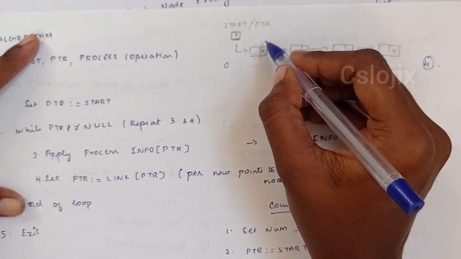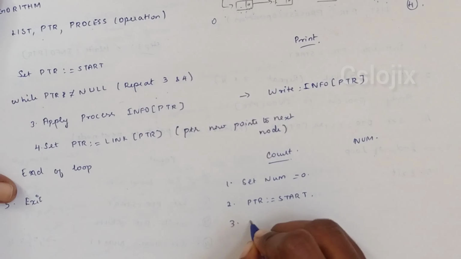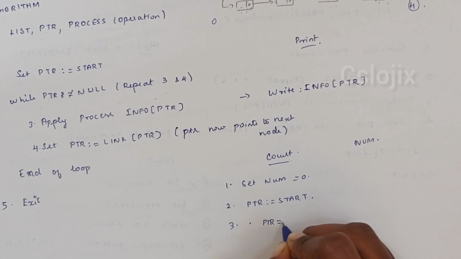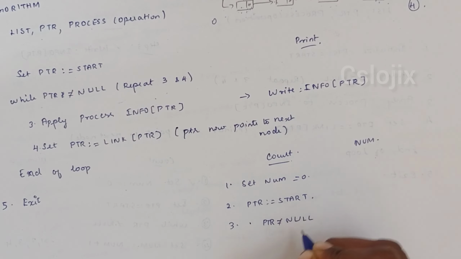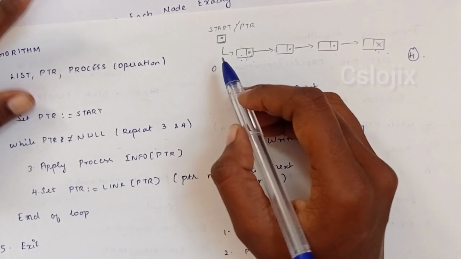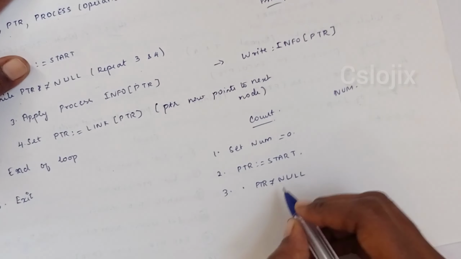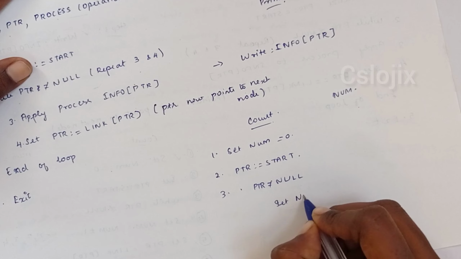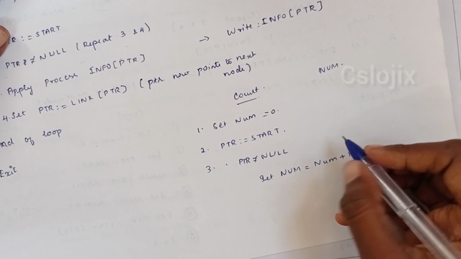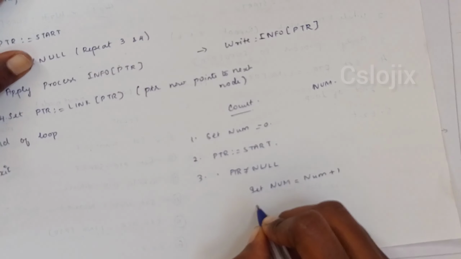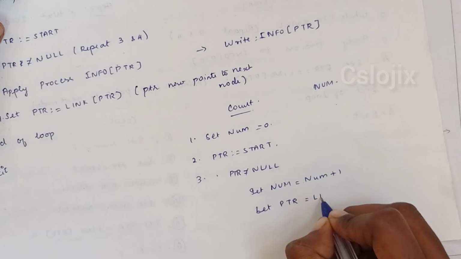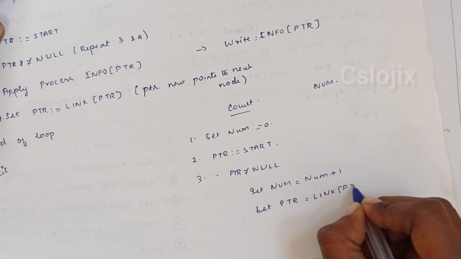We are going to process this one. We check if the pointer is not equal to null. If the pointer is not equal to null, it will start counting. So here we set num equal to num plus 1. This is the step here, and then set the pointer equal to link of pointer. So it will point to the link.